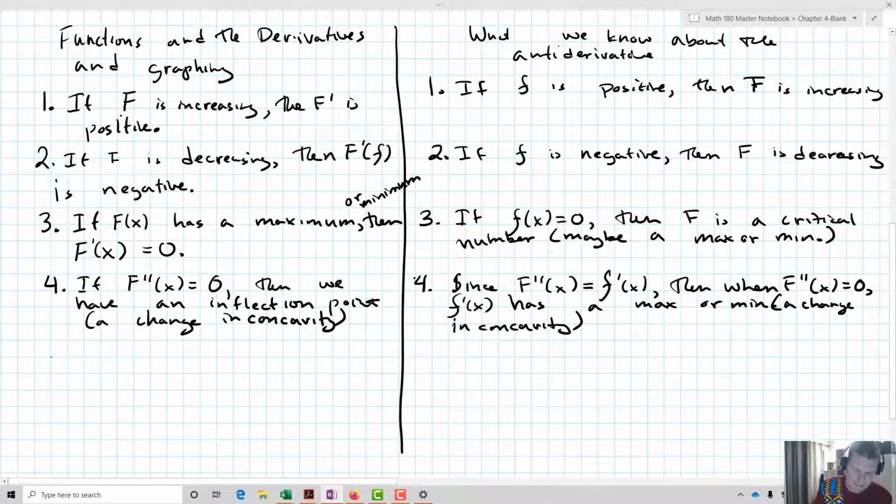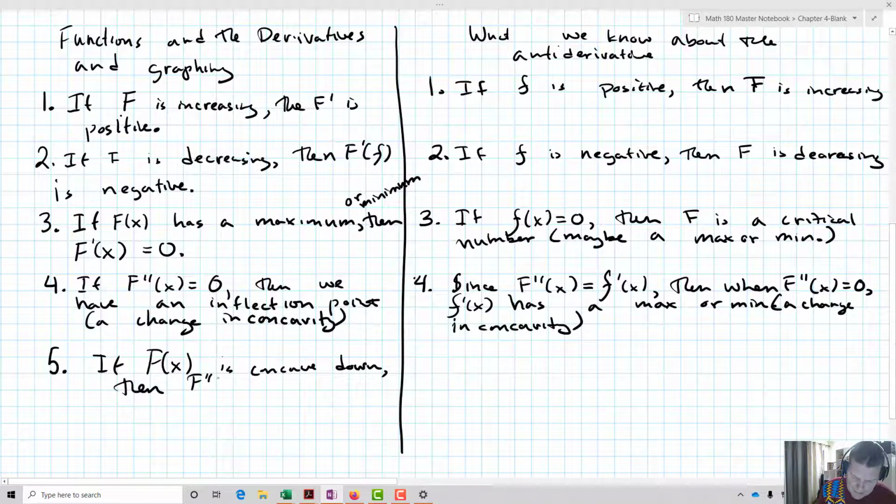And then five, if F double prime of x is positive, or how about this, if F of x is concave down, then F double prime of x is negative.